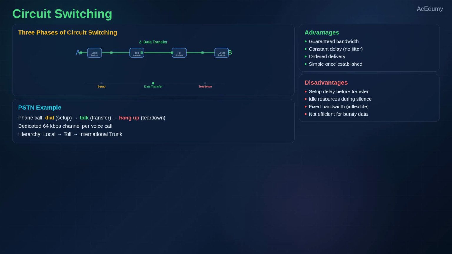However, circuit switching also has significant drawbacks. The biggest problem is bandwidth waste. During silence periods in a voice call, the circuit remains reserved but carries no useful data. Studies show that in a typical phone call, each direction is silent about 50% of the time. Setup time is required before communication can begin, and the circuit is vulnerable. If any link in the path fails, the entire connection drops.